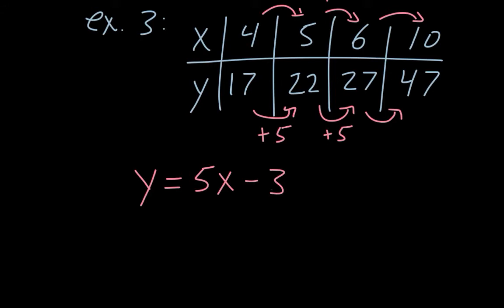And now we hope like crazy that works for the other points. If it doesn't, then it's like, okay. So if we take our second point, we put this 5 in for x. So 5 times 5 is 25, minus 3. Then you do 5 times 6 is 30, minus 3, 27. 5 times 10, minus 3, 47. And you're like, cha-ching, you got it.